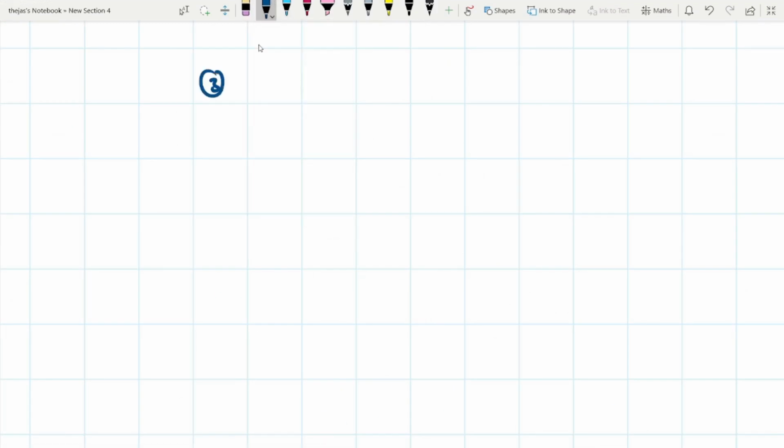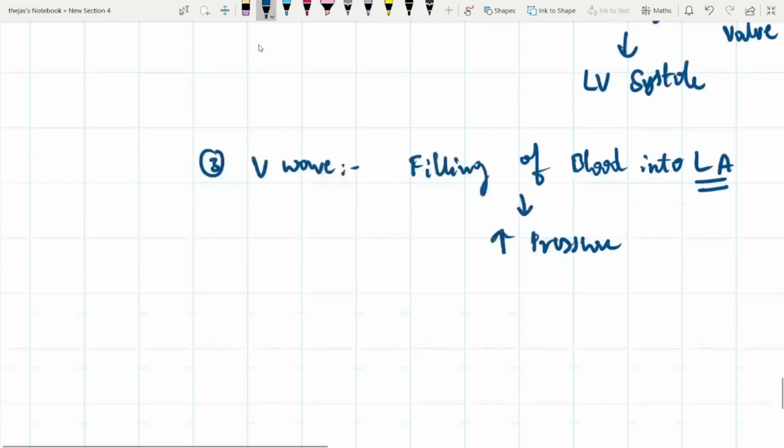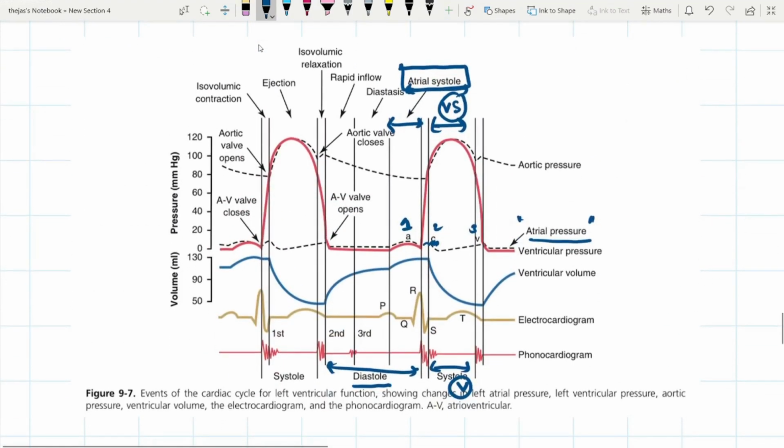The next wave is the V wave. The V wave occurs due to filling of blood into the left atrial cavity by veins. Because of this filling of blood into the left atrial cavity, there is an increase in pressure. So these are the three waves in the atrial pressure curve. You can see here, this is the V wave.